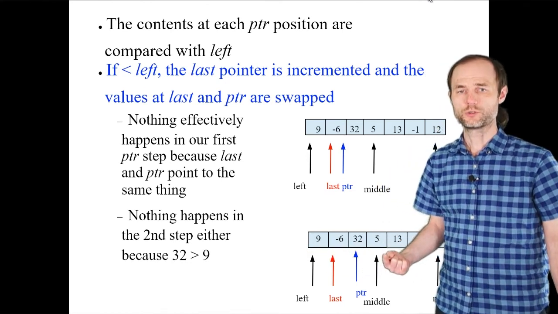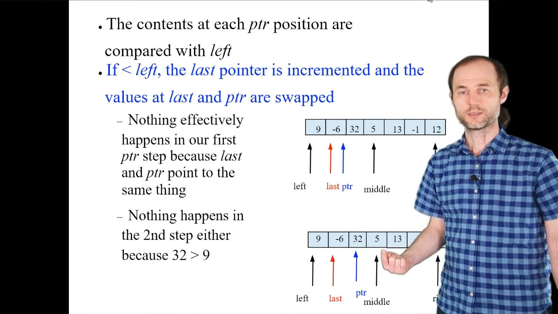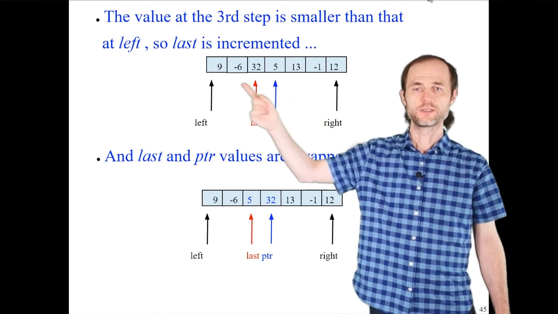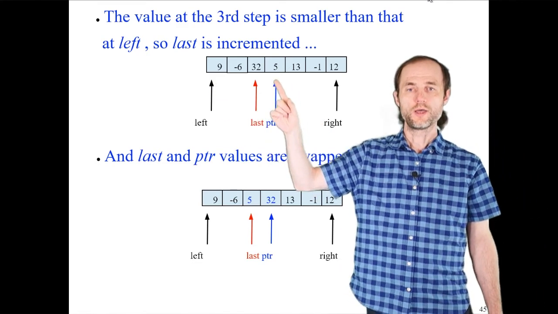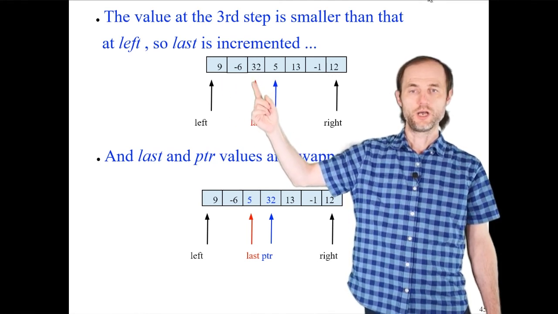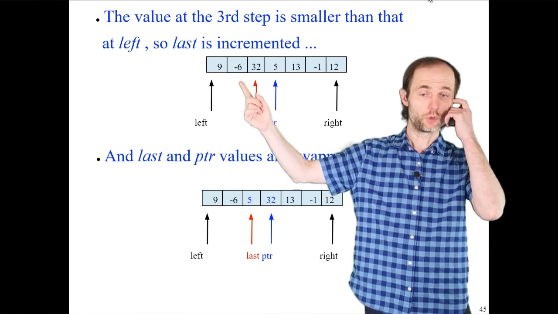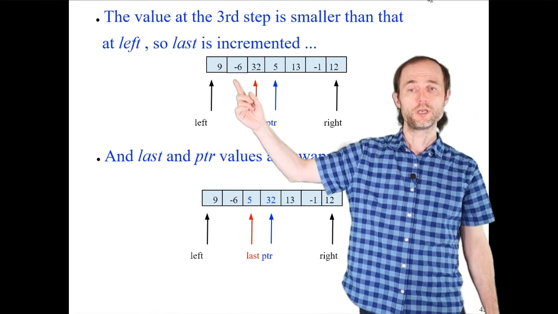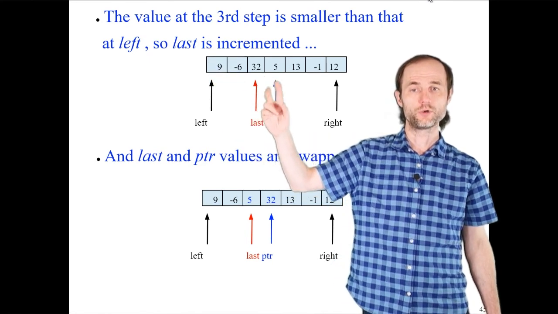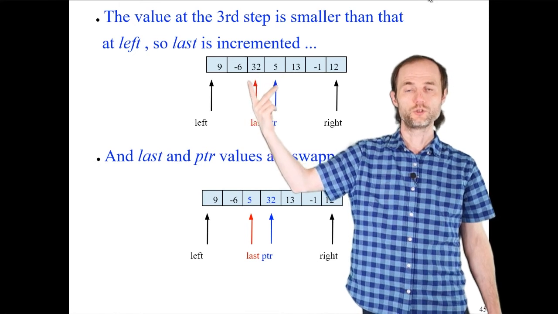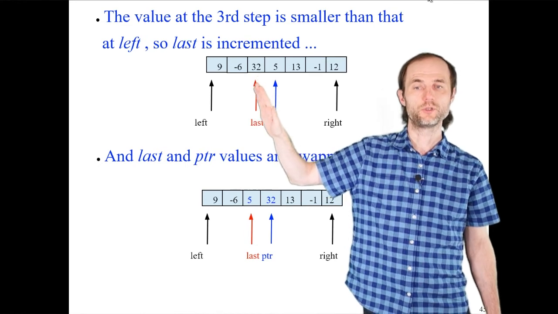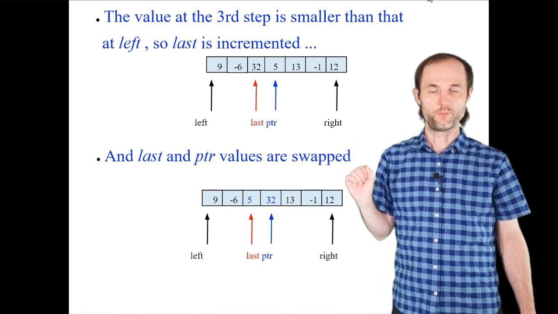No. So we're going to step forward, and look at that. 5 is less than 9. So that means that we're going to take the next element after the one that was sorted. This is where last used to point. We're going to increment last to point to the element that is out of order. And we're going to swap these two, thereby moving 5 as much to the left as possible without touching the ones that we already put in the right place.